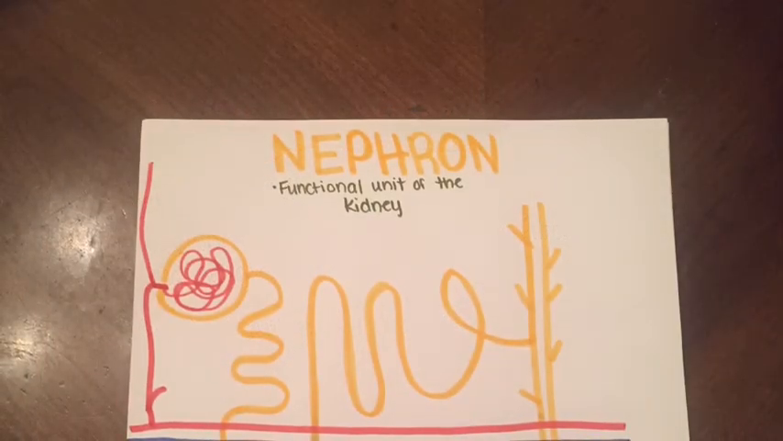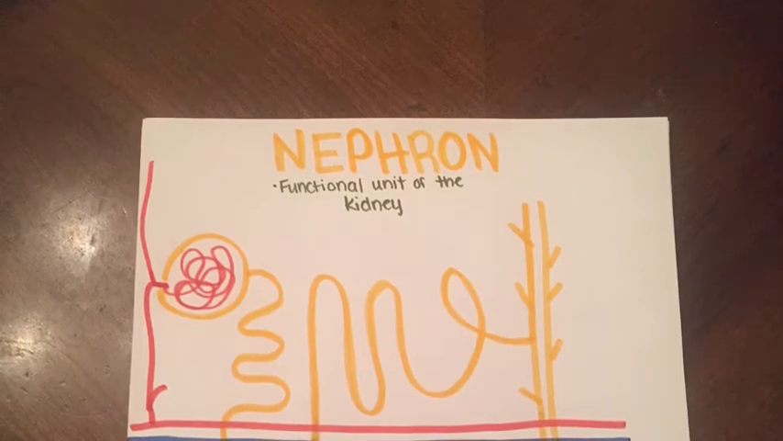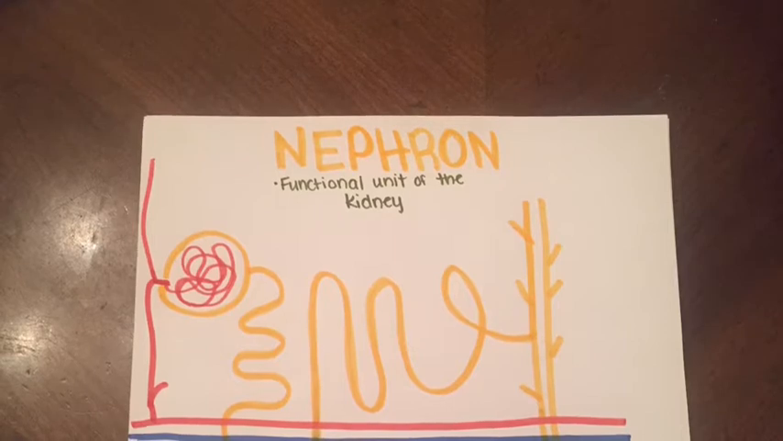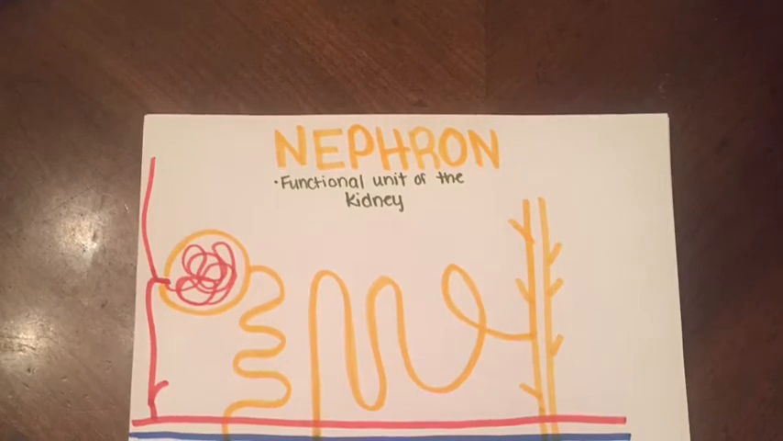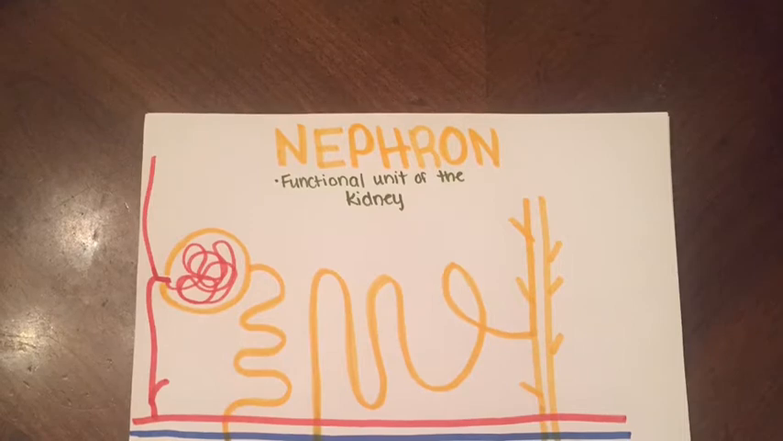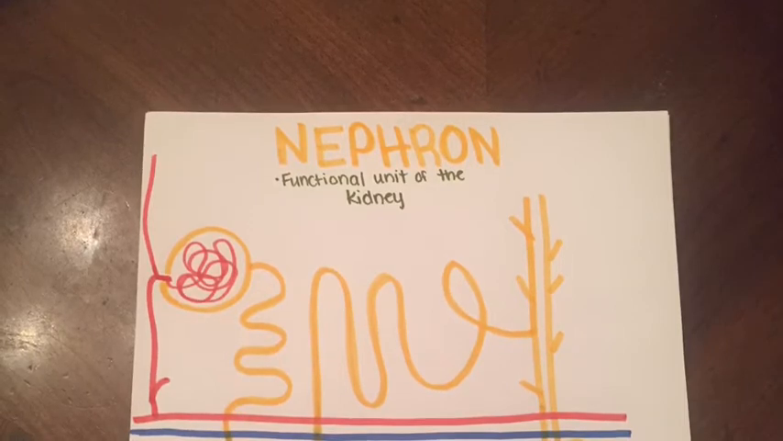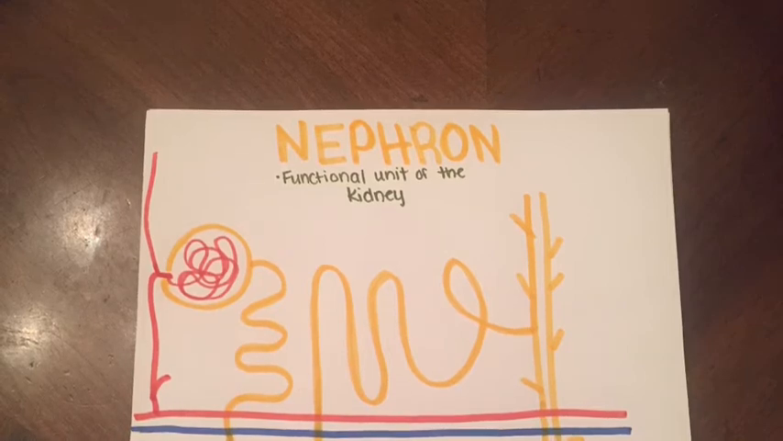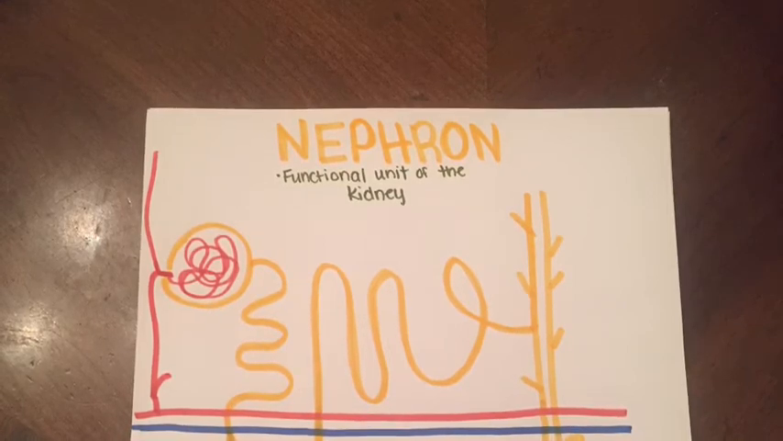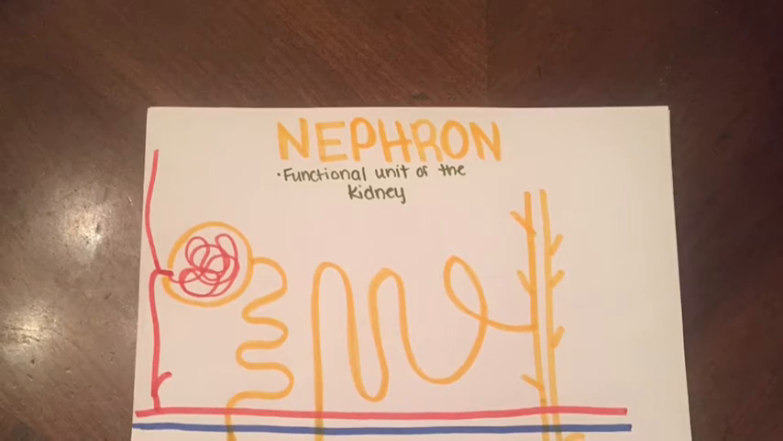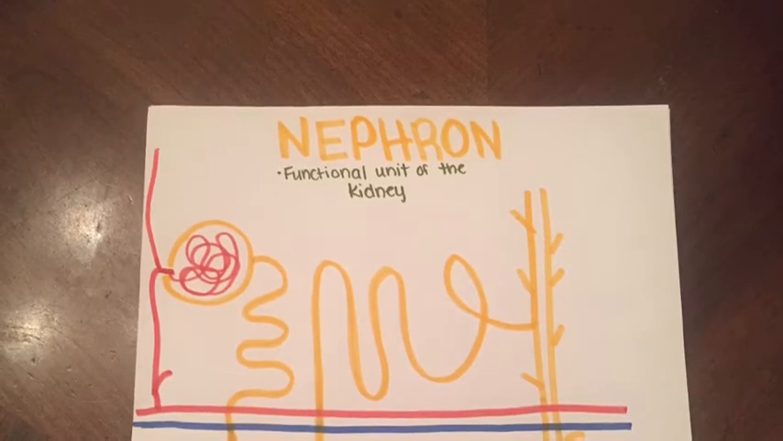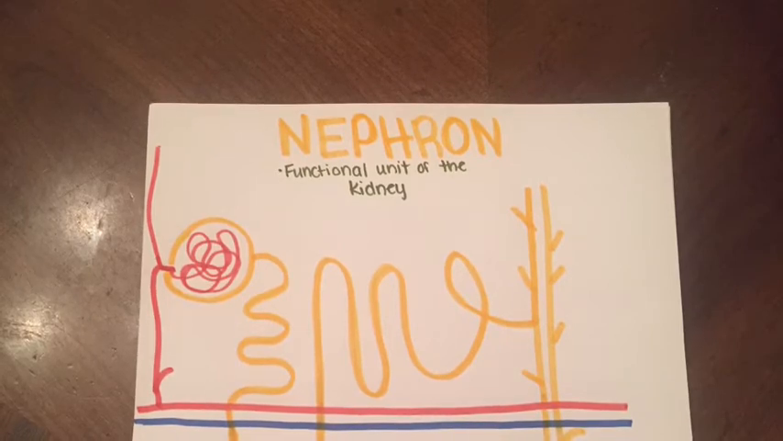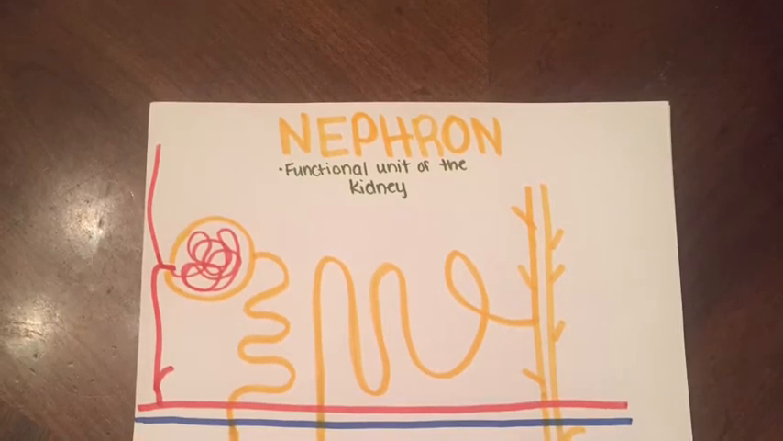The nephron is a functional unit of the kidney. A renal corpuscle is the bulb shape. Inside the renal corpuscle is the glomerulus with afferent arterioles, which carry blood into the glomerulus. And then there's also efferent arterioles, which carry blood out of the glomerulus. A glomerulus is a ball of capillaries. They are fenestrated and very leaky.